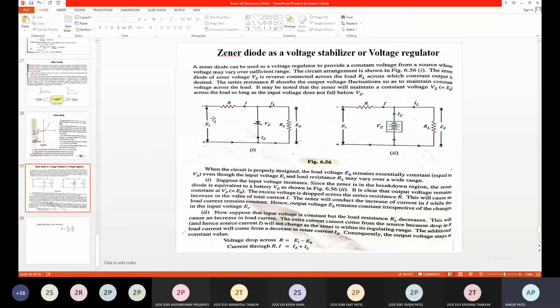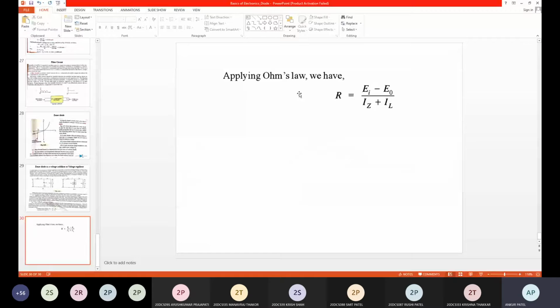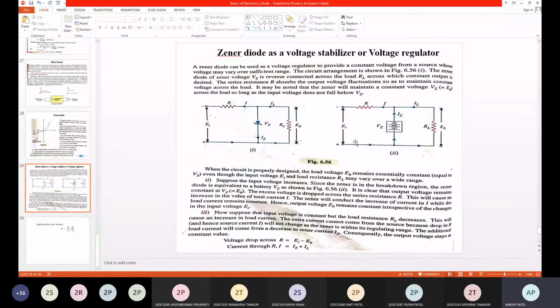So the voltage across R is EI minus E0, and the current through R, I, is equal to, according to KCL, incoming equal to outgoing, I equal to IZ plus IL. According to Ohm's law, R is equal to EI minus E0 upon IZ plus IL. Okay, V by I.